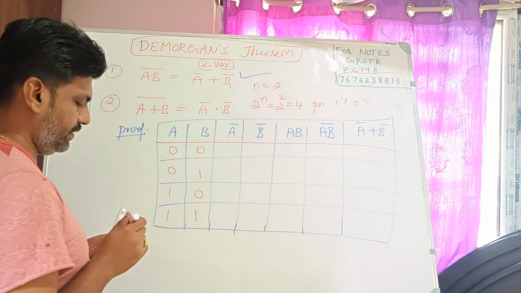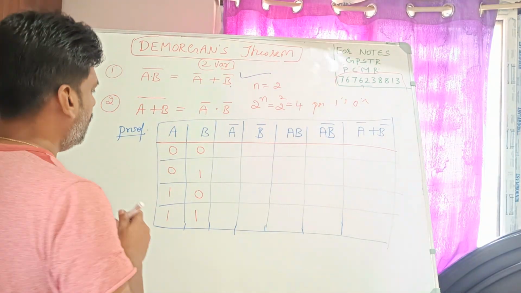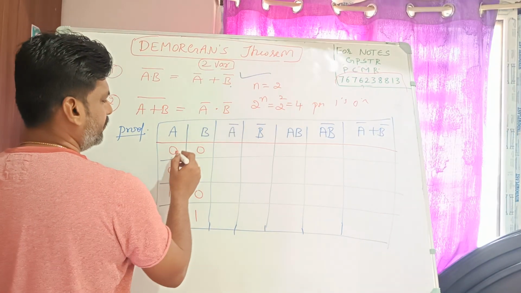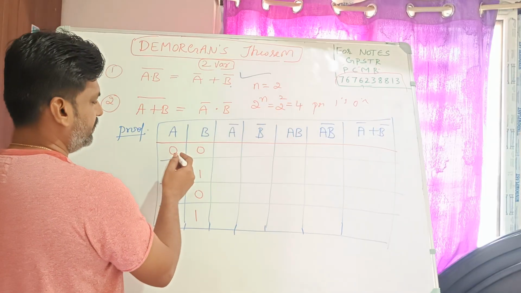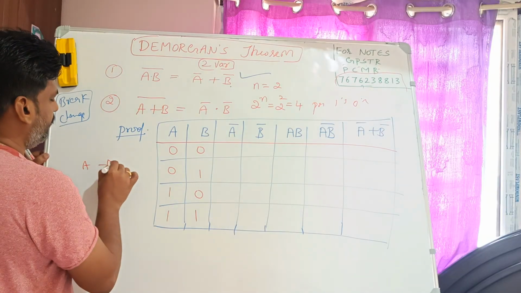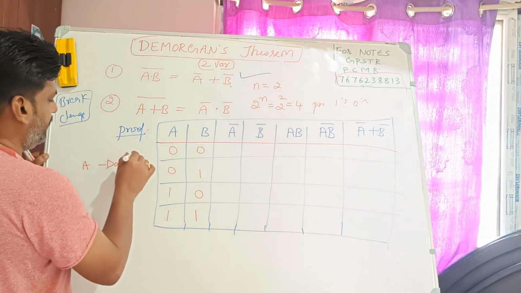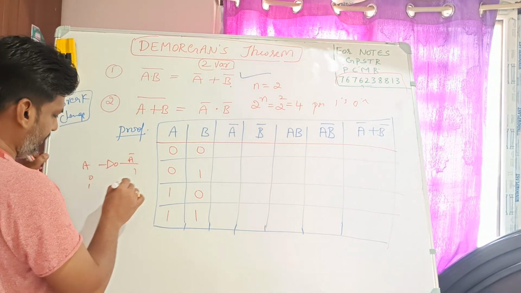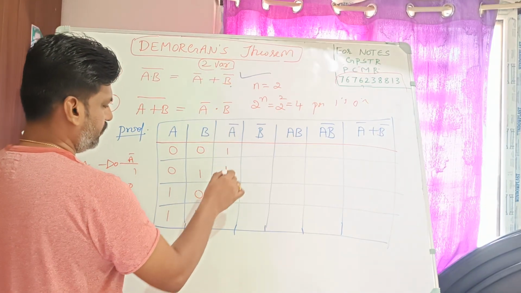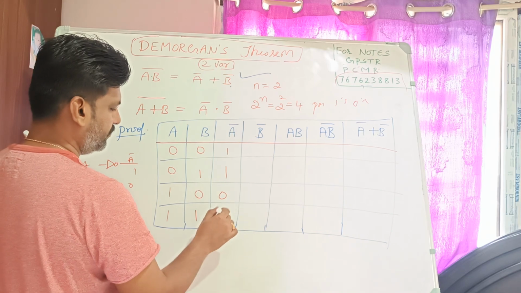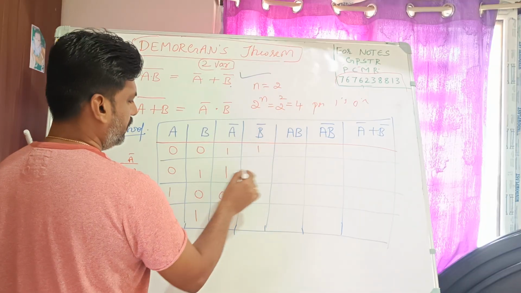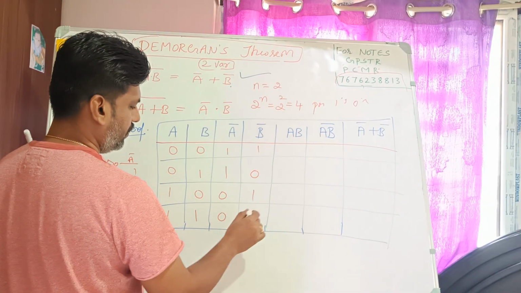We are seeing, right? So now, how to write A complement? Complement means we should negate it. We should inverse it. It is nothing but a NOT gate. If it is A, it is A bar. If it is 0, it is 1. If it is 1, it is 0. So 0 becomes 1, 0 becomes 1, 1 becomes 0, 1 becomes 0. For B, similarly, B negate: 1, 0, 1, 0.